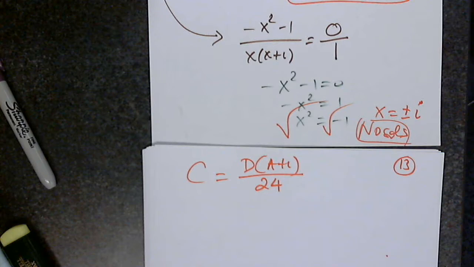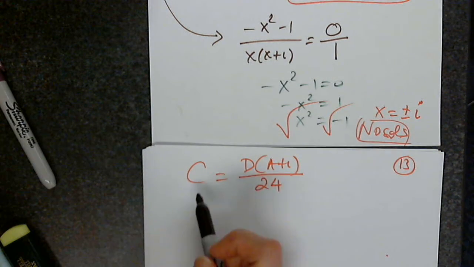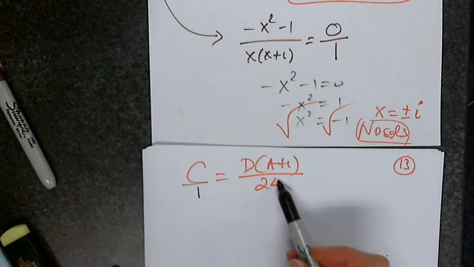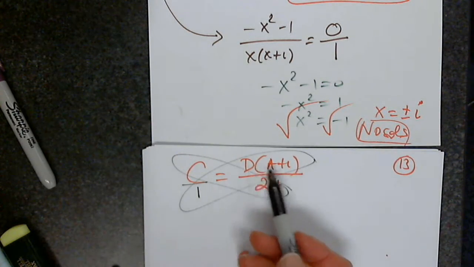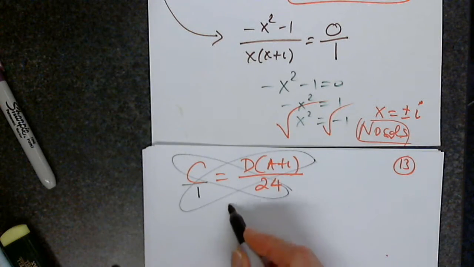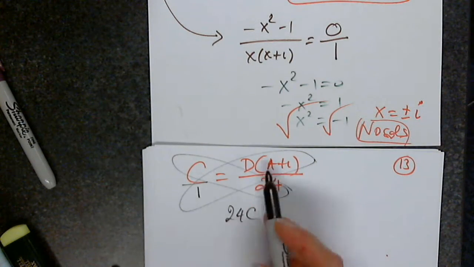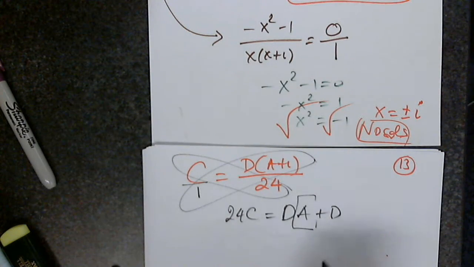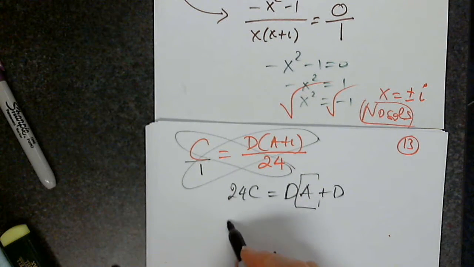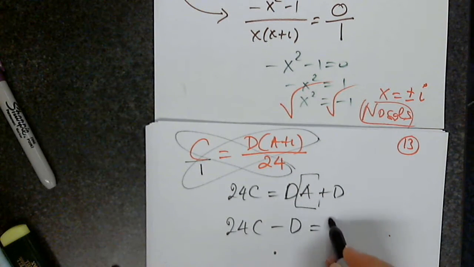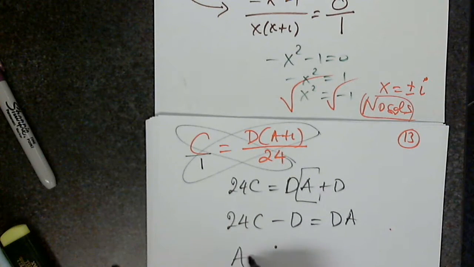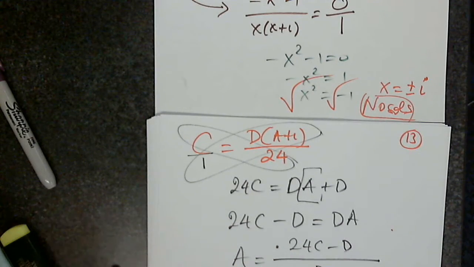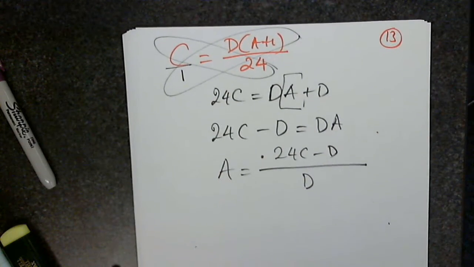Can anyone give us the first step? Multiply by, or distribute the d first, and then you multiply by 24. I would do this first, and in the process, distribute. I agree. 24c equals dA plus d. Very good. We're solving for a, so now you subtract d and then divide by d. You have two ways. You can do this, or separate the fraction and simplify. This is good enough.